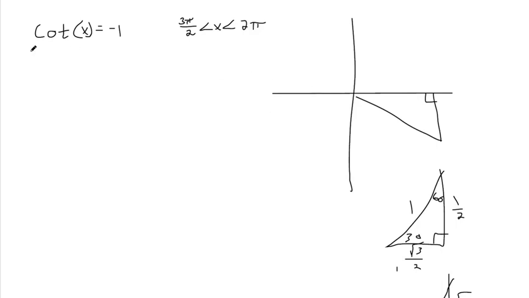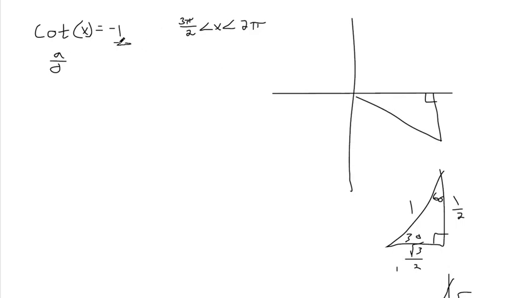It's a cotangent ratio. Remember, cotangent is just the reciprocal of tangent. So cotangent's the adjacent divided by the opposite, because tangent's opposite over adjacent. So cotangent's the reciprocal, adjacent over opposite. So we need it to equal -1.